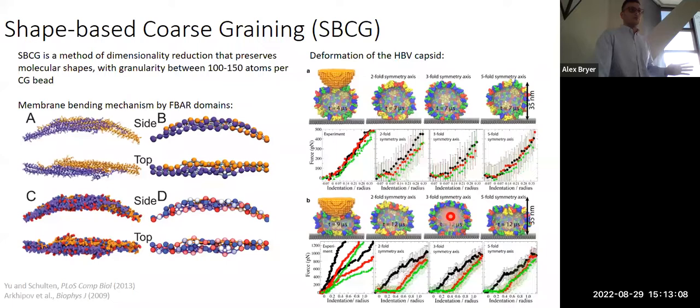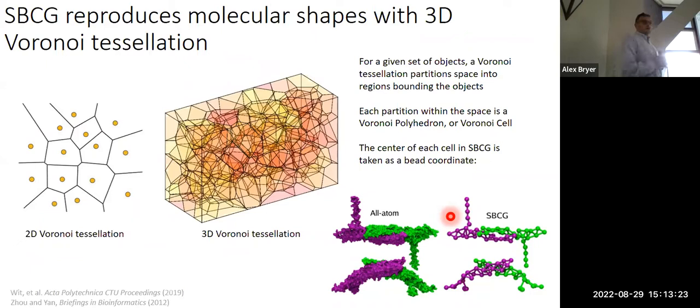So I'll get into, for this paper, I think it was 100 femtoseconds per step, most likely. And it's variable depending on how granular you make the model. So just some background on shape-based coarse graining and how this works.